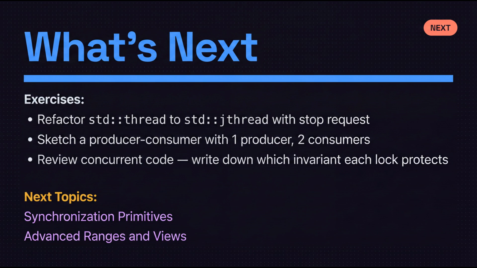Third, review a piece of concurrent code and write down exactly which invariant each lock or atomic protects. If you can't name the invariant, the code probably has a bug. For next topics, continue with synchronization primitives for semaphores, barriers, and latches. Then, advanced ranges and views for composable, lazy sequence operations.